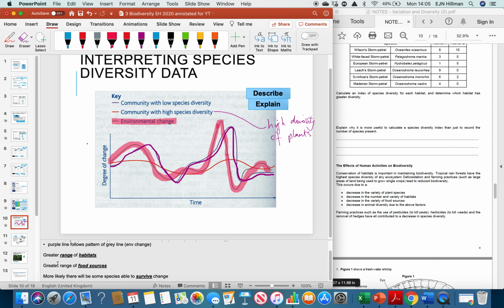Now, the reason for that, I'm going to reiterate this. In the red line, the community with high species diversity, it's likely that there's a greater variety of plant species. So there'll be a greater range of habitats. Each of those habitats and each of those plants perhaps provide a greater range of food sources for primary consumers. If there's more primary consumers, there can be more secondary consumers. So there's a greater range of food sources, making it more likely that some species will be able to survive that environmental change.